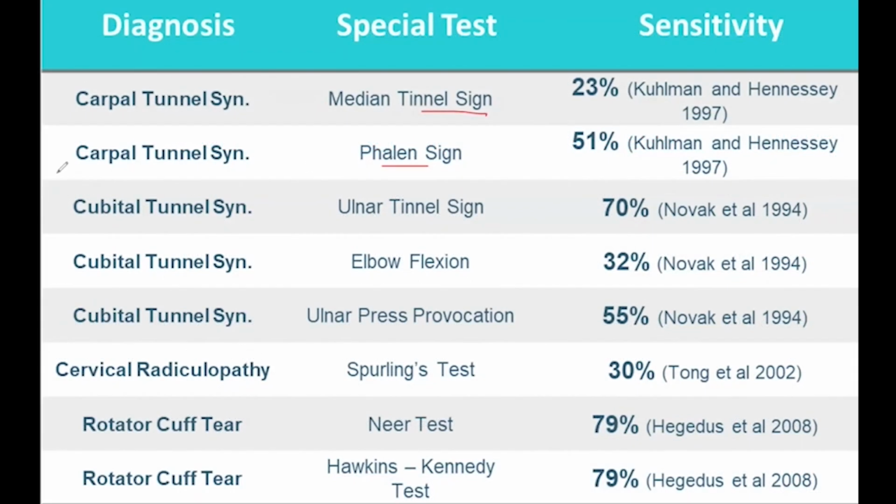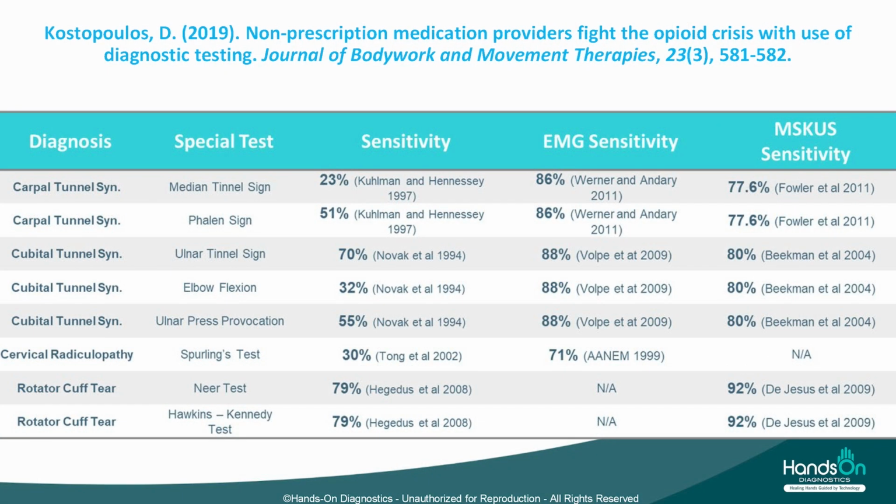So when we look at sensitivities and specificities of common physical examination tests, such as the Tinel sign or Phalen sign for carpal tunnel median nerve entrapment pathology, you can see that the sensitivities of these tests are very small. For example, median Tinel's has only a 23% sensitivity, or a Phalen sign, only a 51% sensitivity. If you are looking at a cervical radiculopathy and you do a Spurling's test, it has a 30% sensitivity. So what does this really mean in the clinical world? In the clinic, what does it mean?